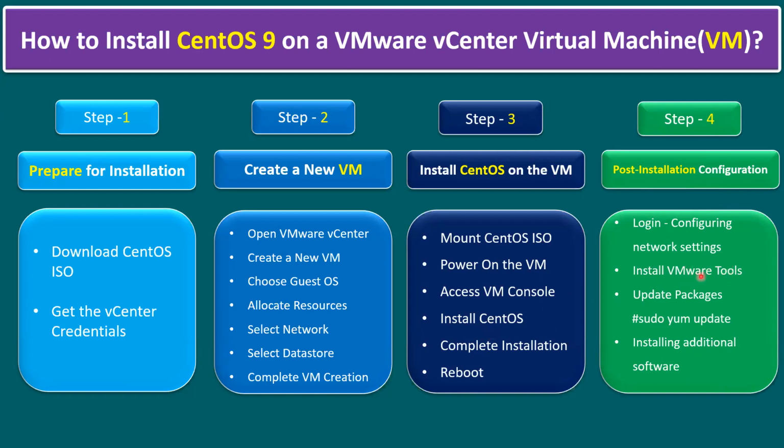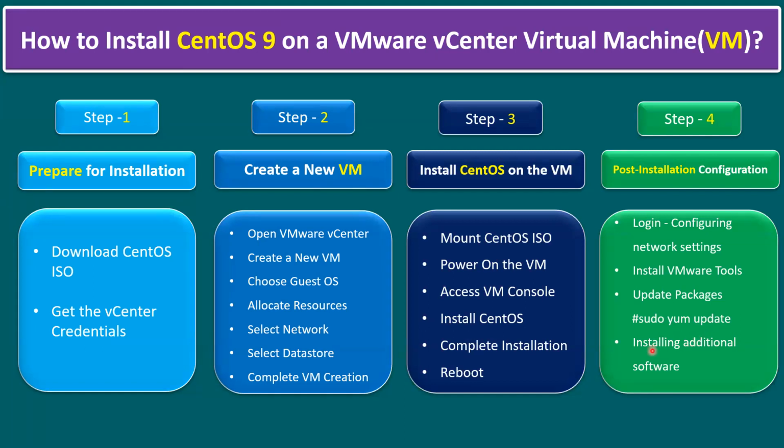If not installed, we have to install VMware tools manually. And update the packages. Once the VM is ready, we have to run sudo yum update. It will help to update if there are any latest patches for this CentOS 9. Those patches will be updated automatically when we run this command.